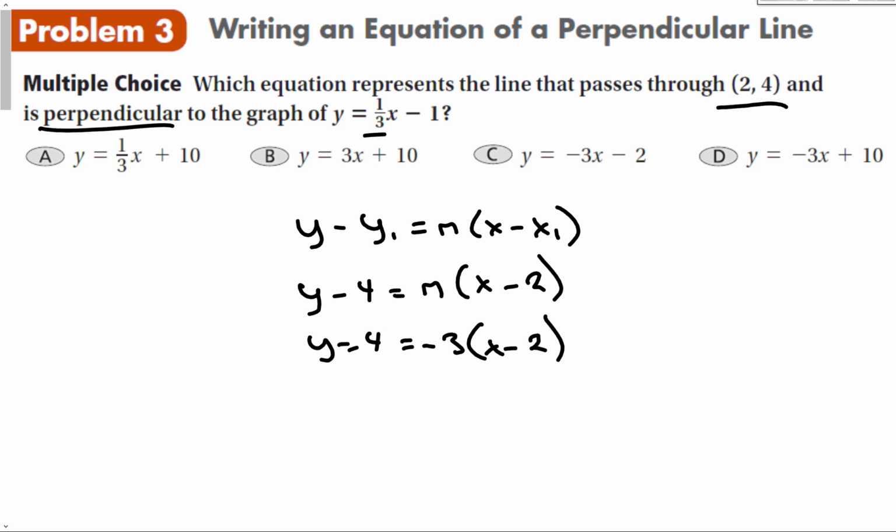Okay, well, all of these choices happen to be in slope-intercept form. So, that should be a minus. So let's put it into slope-intercept form. So y minus 4 is equal to negative 3x plus 6. Add 4 to both sides. And I have y is equal to negative 3x plus 10, which is D.